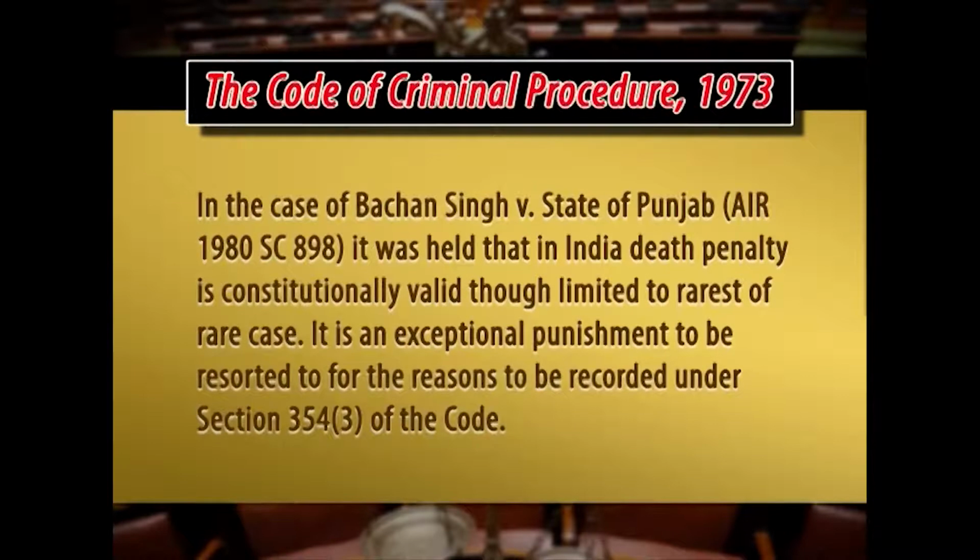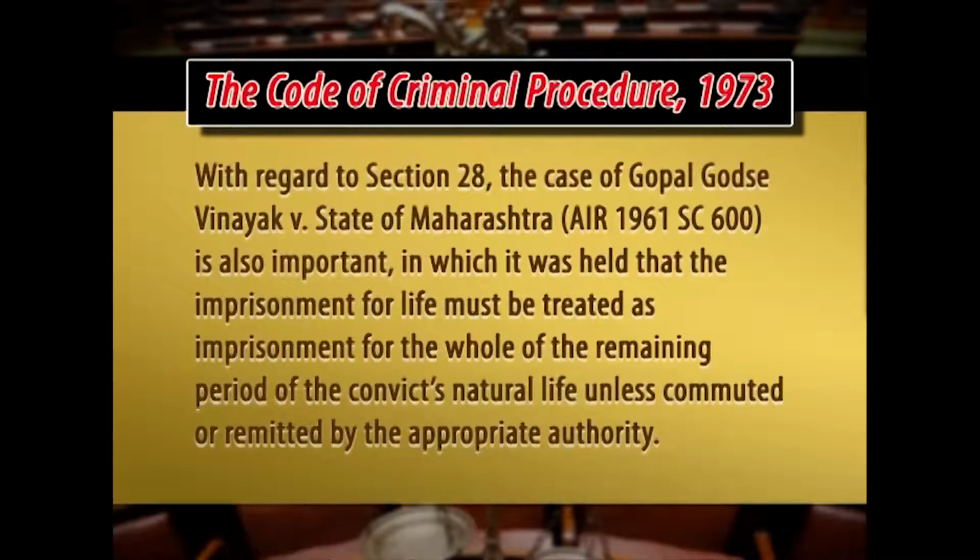In the case of Bachan Singh versus State of Punjab, it was held that in India death penalty is constitutionally valid, though limited to rarest of rare cases. It is an exceptional punishment to be resorted to for reasons to be recorded under section 354 subsection 3 of the code. With regard to section 28, the case of Gopal Godse Vinayak versus State of Maharashtra is also an important one, in which it was held that the imprisonment for life must be treated as imprisonment for the whole of the remaining period of the convict's natural life, unless commuted or remitted by the appropriate authority.